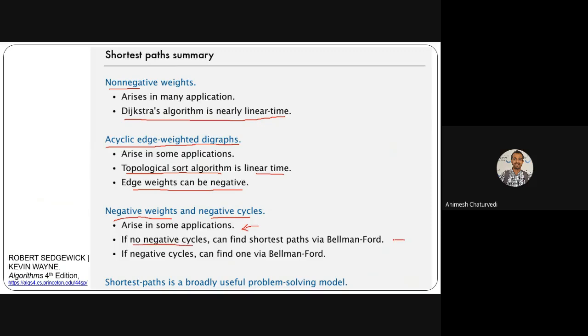If there is no negative cycle, then you can detect the shortest path with the help of the Bellman-Ford algorithm. If there is a negative cycle, then you can also detect it with the help of Bellman-Ford. Bellman-Ford will tell you whether there is a negative cycle or not. So basically, shortest path is broadly useful for solving many graph problems. You have to think about how you apply this graph theory to those applications.